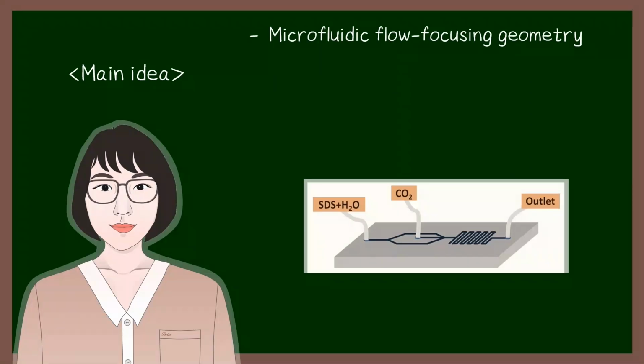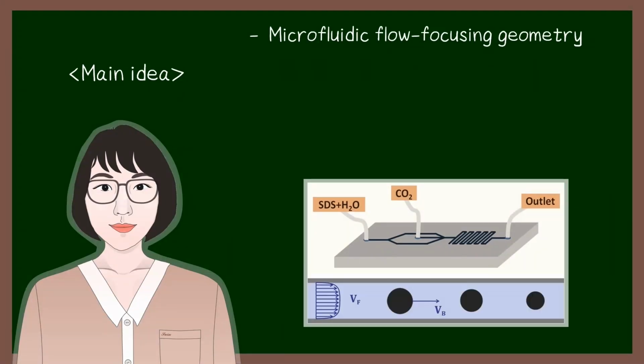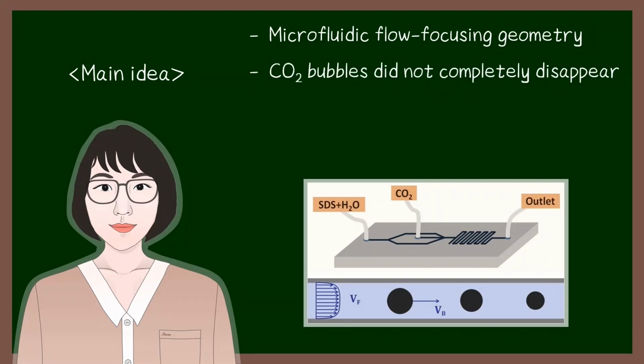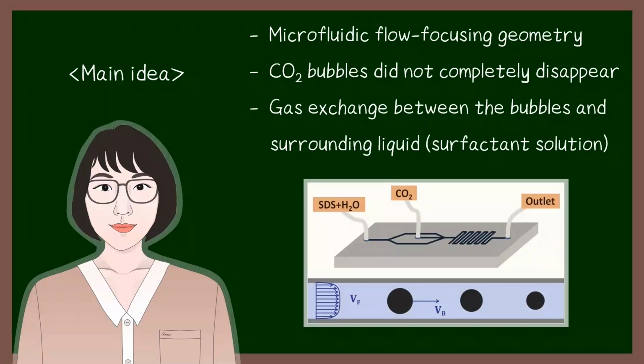We used a flow-focusing geometry to generate CO2 bubbles in a stream of surfactant solutions and observed that the bubbles do not fully disappear despite the fast dissolution rate of CO2. Using both experiments and a theoretical model, we were able to explain the behavior of the CO2 bubbles, attributing it to the multi-component gas exchange between the bubbles and the surrounding liquid. Now let's look into the main story.